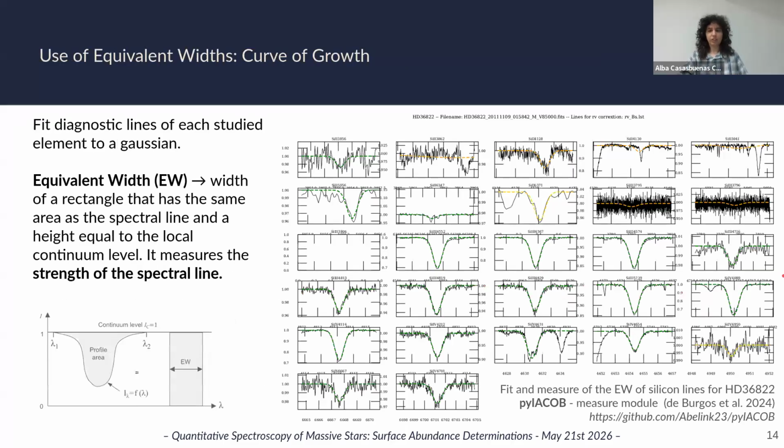So now I wanted to go a little bit more in detail on how to use both methods. In the beginning, I want to talk about the curve of growth method, which, like I said, consists of first fitting the diagnostic lines of the element that we're interested in finding the abundance of with Gaussians, and finding the equivalent width of each Gaussian, which is a direct reflection of the strength of the spectral lines. Here I show an example of the fitting of a certain list of silicon lines of a B-type star.